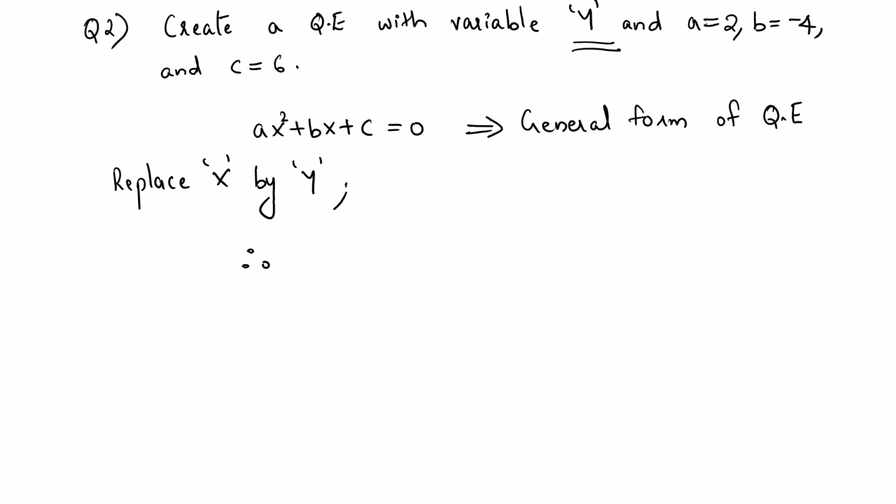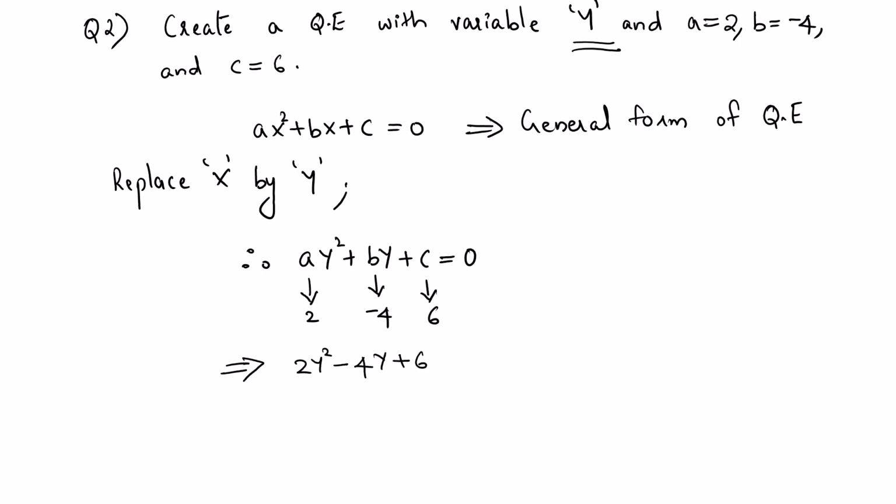Therefore, the equation becomes ay square plus by plus c equal to 0. Now, you have to substitute the values of a, b and c to create the required quadratic equation. So in place of a you have to give 2, in place of b you have to give negative 4 and in place of c you have to give 6. So the equation becomes 2y square minus 4y plus 6 equal to 0. So this is the required quadratic equation.